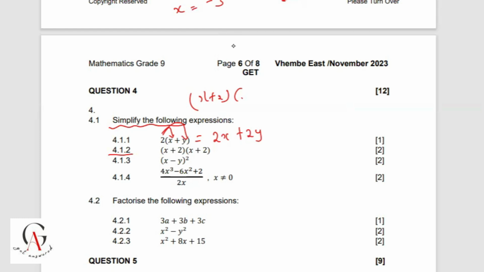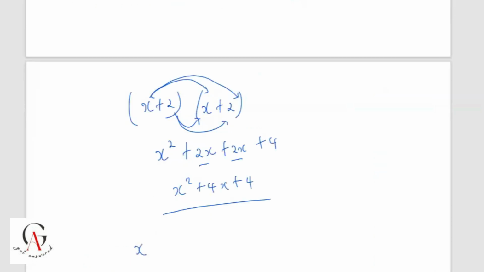Then x minus y squared. Okay. x minus y squared. This is 4.1.3.